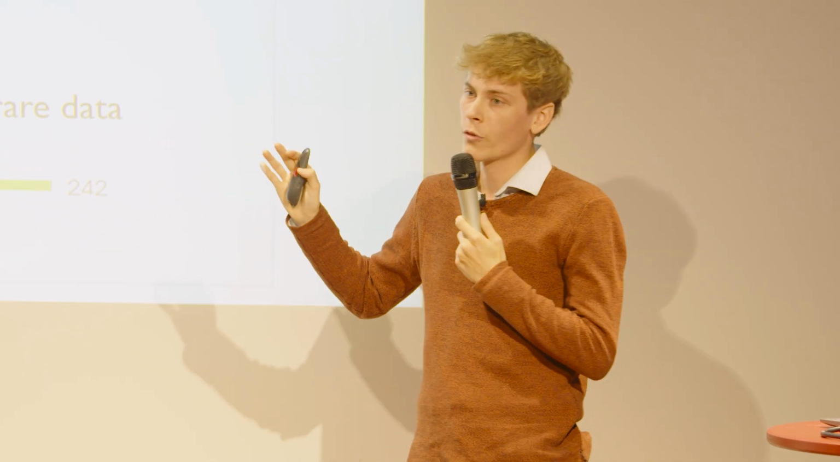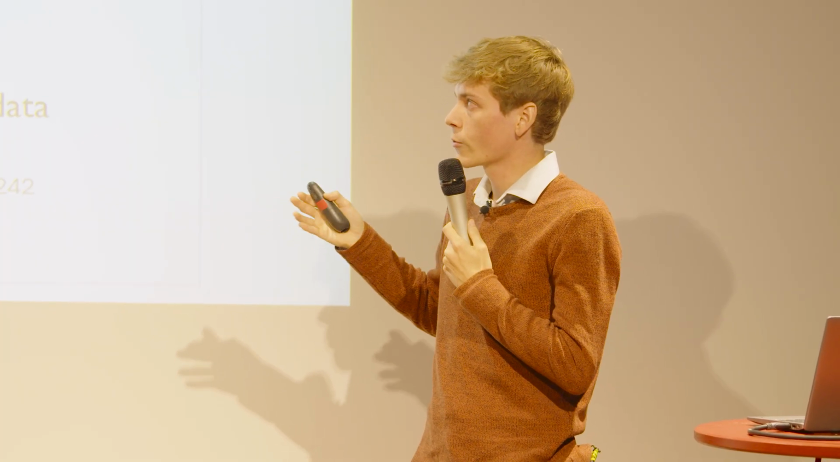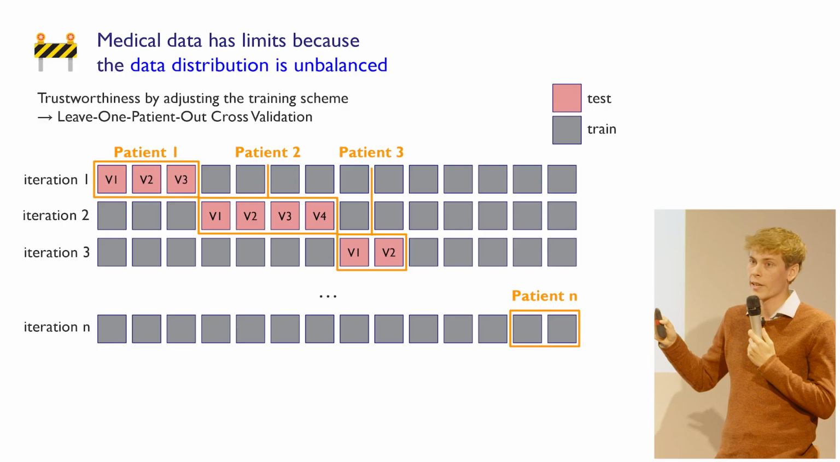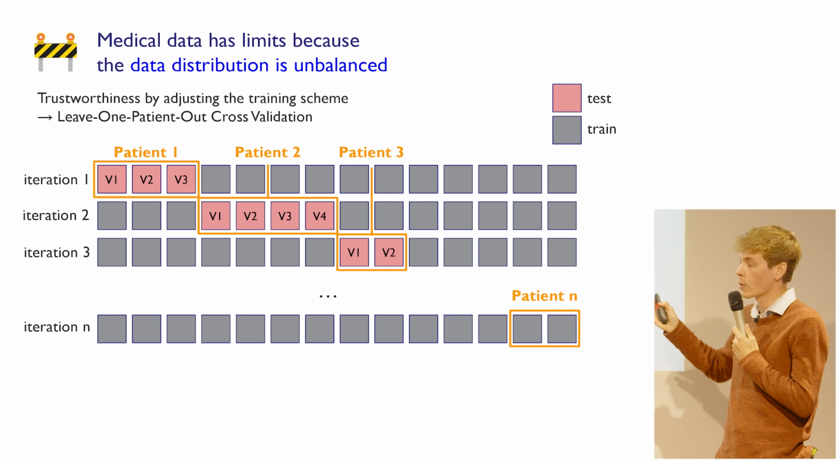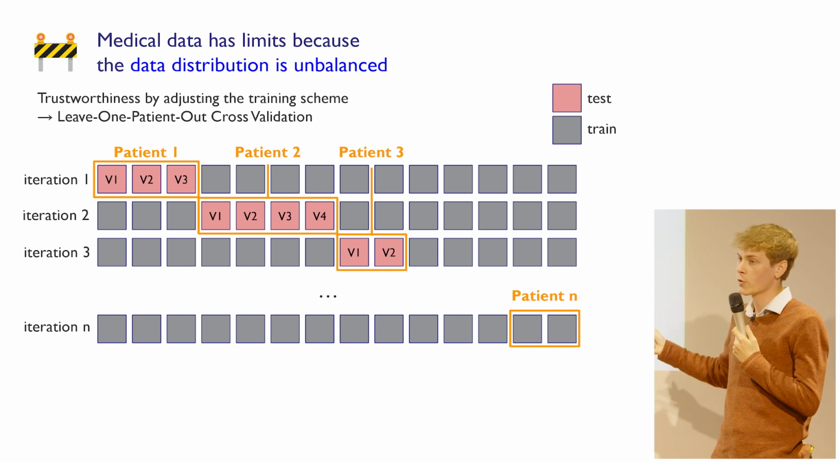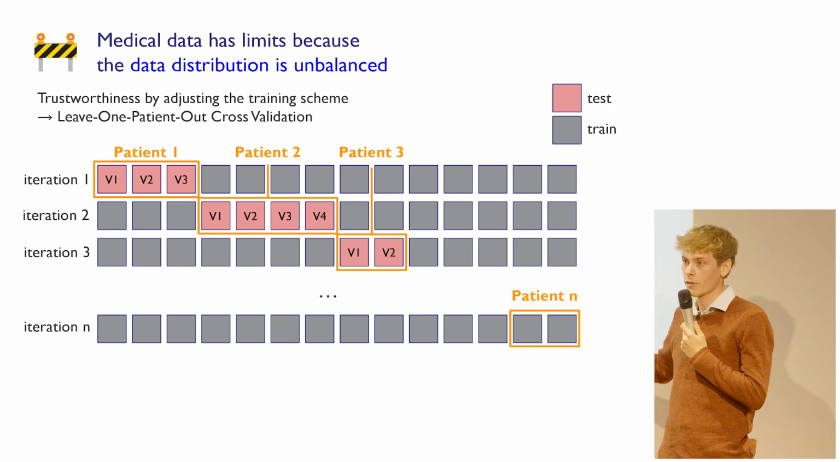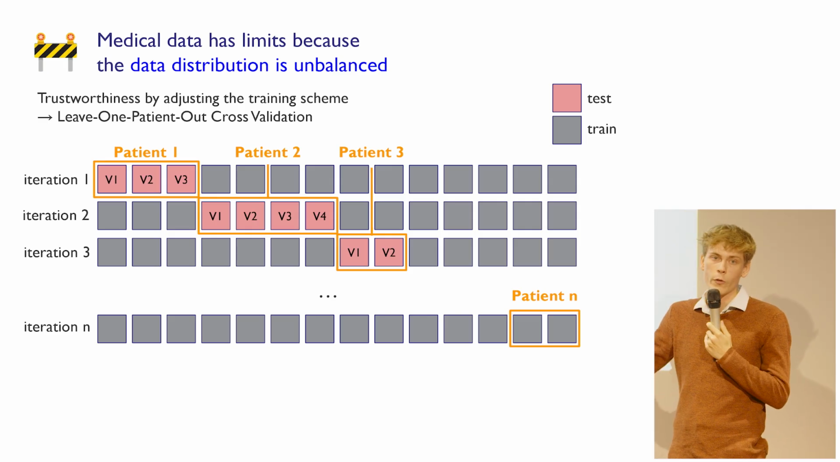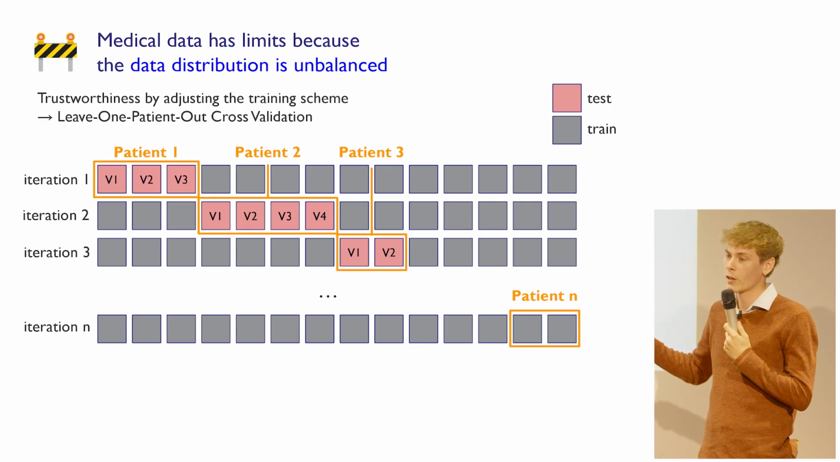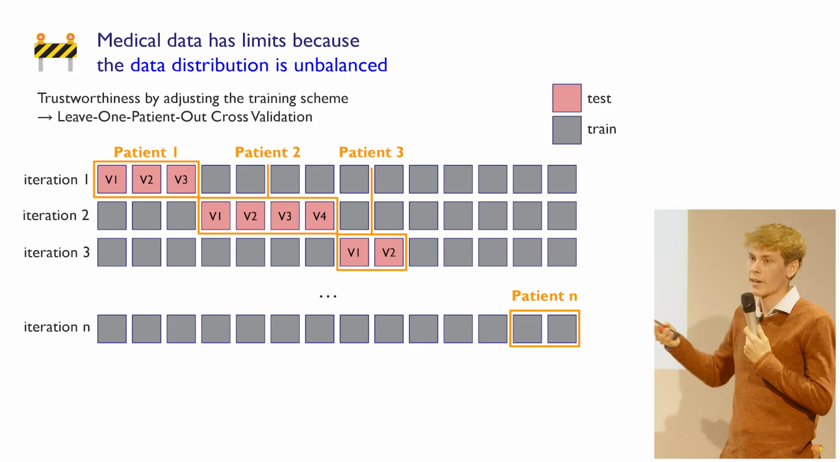Now, we also want to have a good evaluation of our model. And we also want to know if we fail at predicting these rare examples. For that, we can adjust our training scheme with a leave-one-patient-out cross-validation. So we train on all patients except one, and then we test on that one patient that is left out. And we do this for every patient. In that case, we can see where our model fails and where our model succeeds. And then we can give a reliable estimate of the performance of our model for these rare examples.